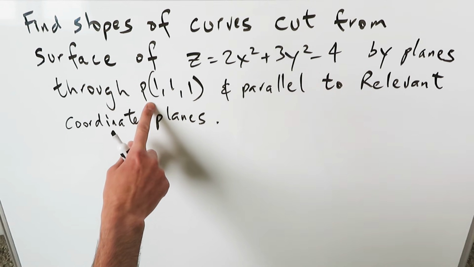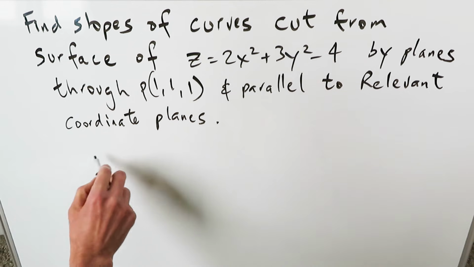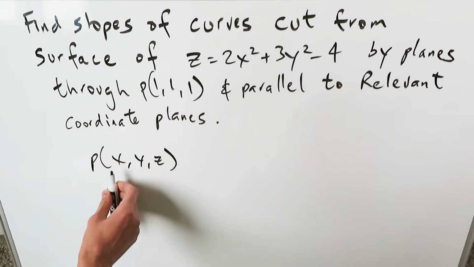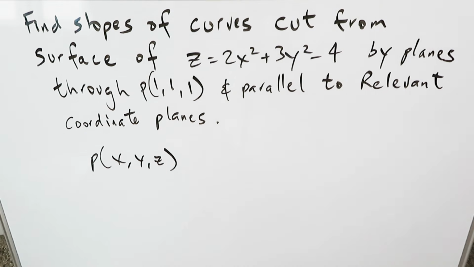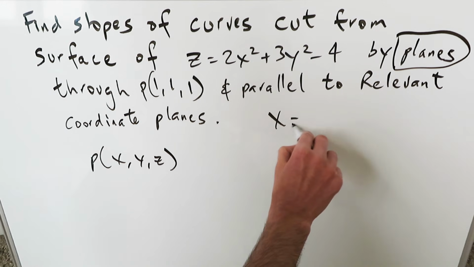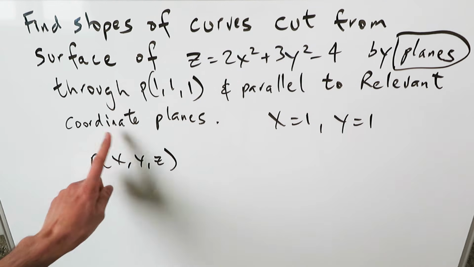By planes through point P, a specific point. It has an x and y and a z value because it is really this x, y, and a z. That's what it is, 1, 1, and 1. And parallel to relevant coordinate planes. We are looking here at two planes. What are these planes? We're going to be looking at the x equals 1 plane and the y equals 1 plane. And these will be parallel to your relevant coordinate planes.